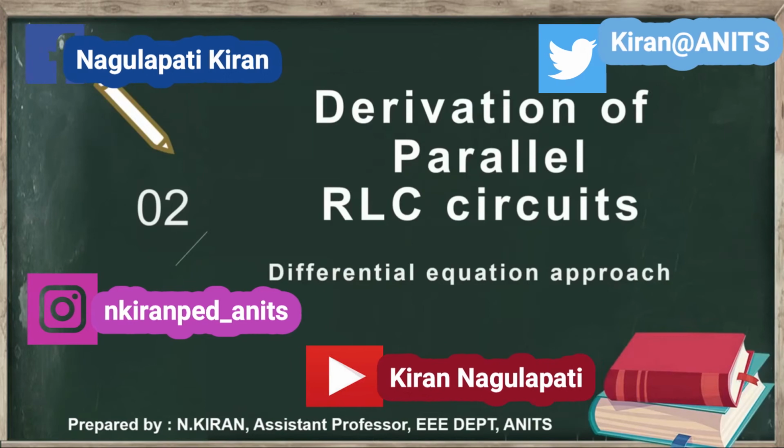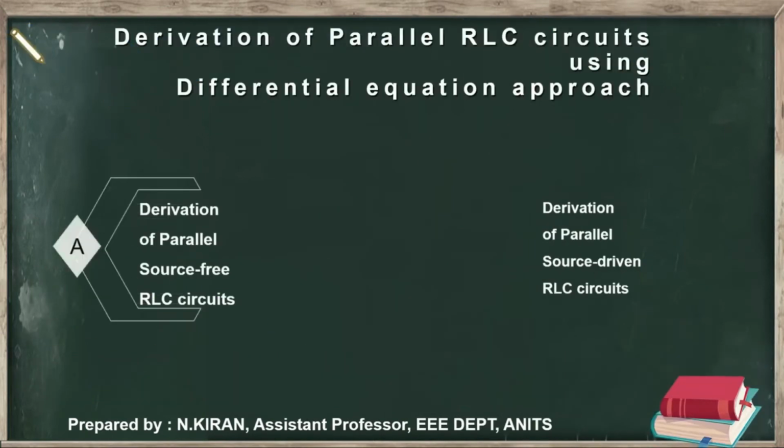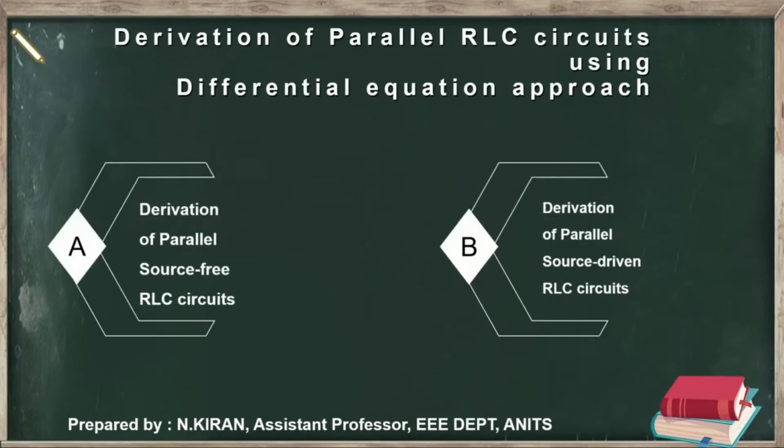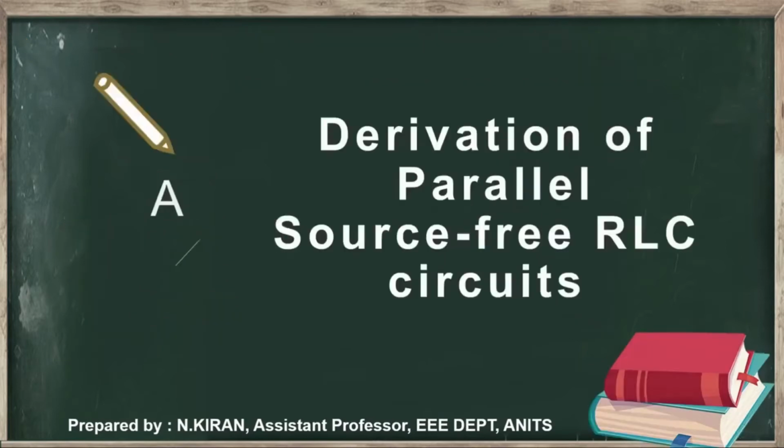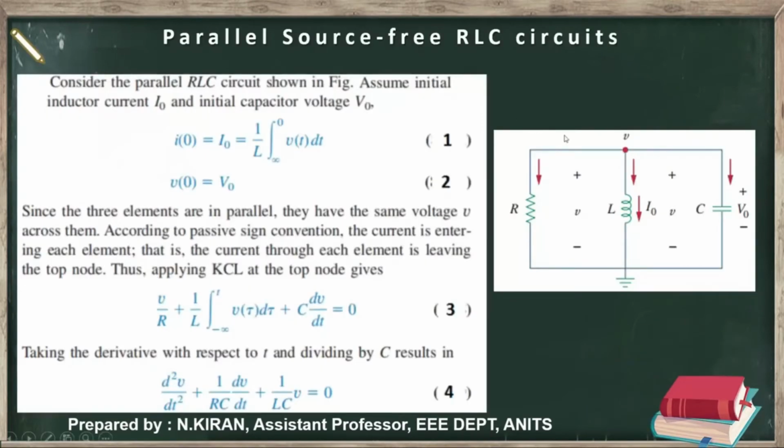Next derivation is the parallel RLC circuit. So here also we have the source free parallel RLC circuit and the source driven parallel RLC circuit. First let us see the parallel source free RLC circuit. Let us consider the parallel RLC circuit as shown in the circuit diagram, assuming the initial current through the inductor is I0 and the initial voltage across the capacitor is V0.